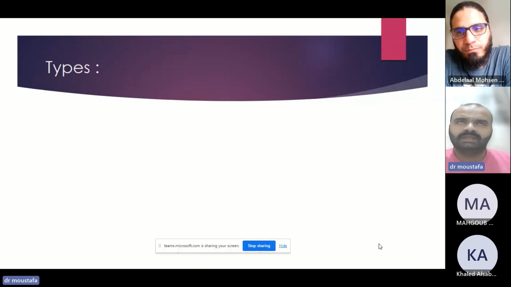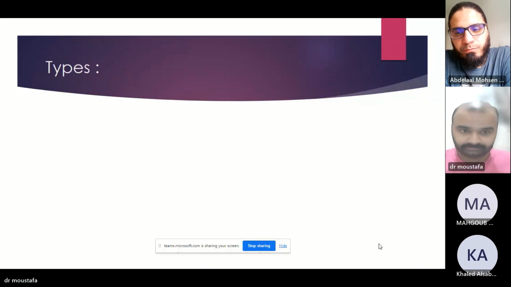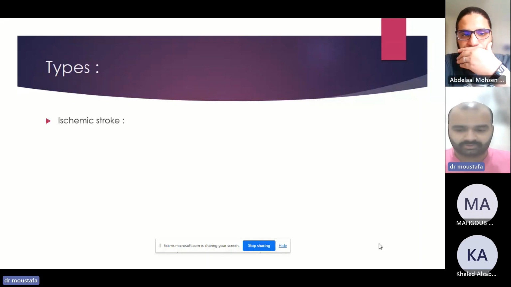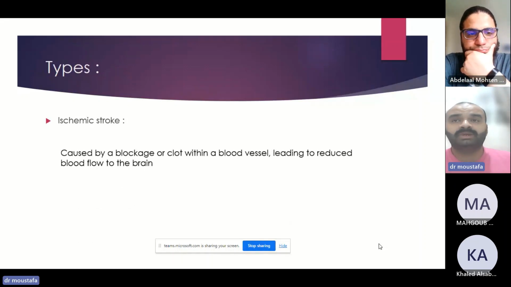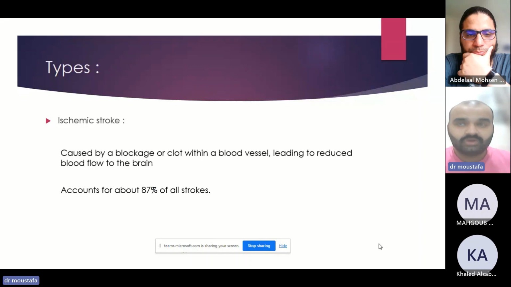We have three types, but let's magnify two types as they are the majority of strokes, and one mini type. So what is the first type? Of course, it is the ischemic stroke. Ischemic stroke is caused by a blockage or a clot in the blood vessel. This, of course, will affect the blood supply to the brain, causing brain cell death. Ischemic stroke is the most common, almost 87% of all strokes.